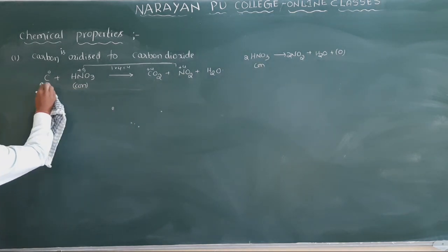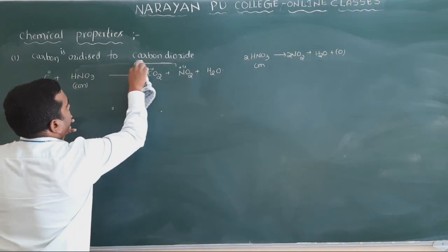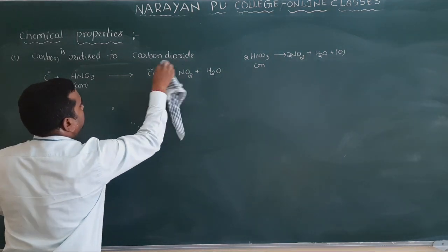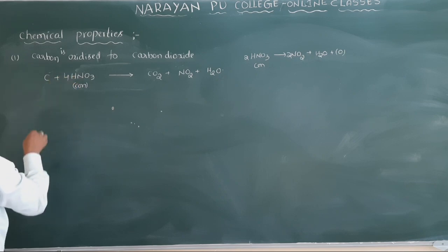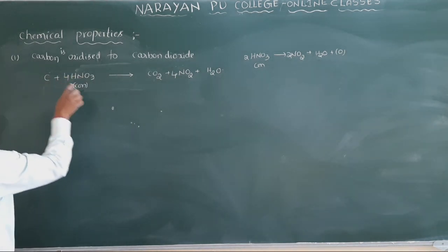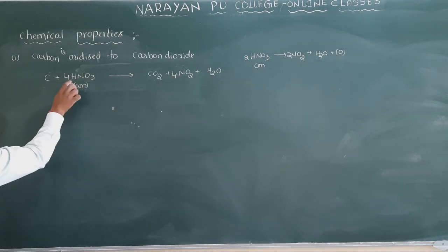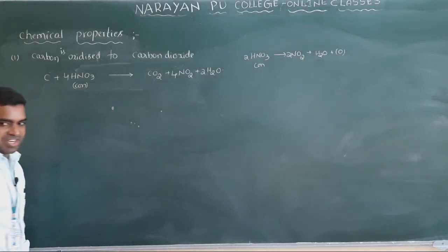You can write it. Clear? So every time I will not write this. So you have to multiply this one with 4. If it is 4, how many NO2s will be there? Because nitrogen is 4 here and I have to multiply this one by 4. And how many hydrogens are there? 4. So I have to multiply this one with 2. This is the balanced equation.